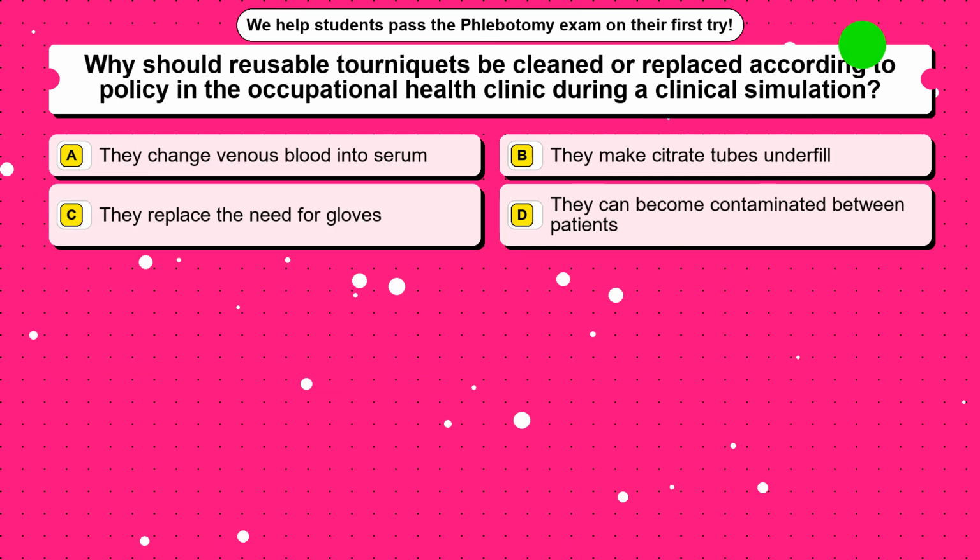Question 98. Why should reusable tourniquets be cleaned or replaced according to policy in the occupational health clinic during a clinical simulation? Option A. They change venous blood into serum. Option B. They make citrate tubes under fill. Option C. They replace the need for gloves. Option D. They can become contaminated between patients.